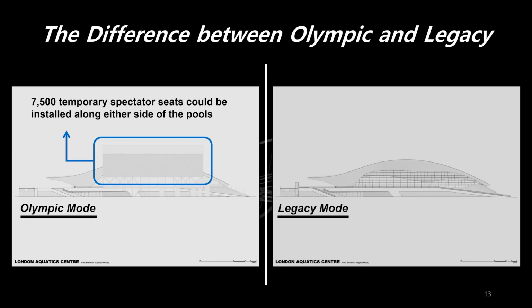The drawings show the following. In the case of Olympic mode, it has wings on both sides. The seats were built on boards, not fixed in foam, so that they could be removed after the Olympics. But in legacy mode, it is shaped like a curved building.